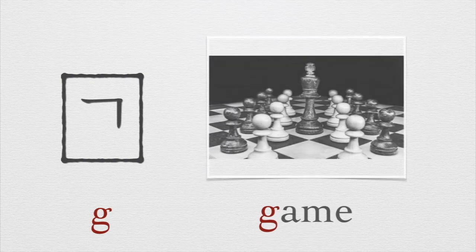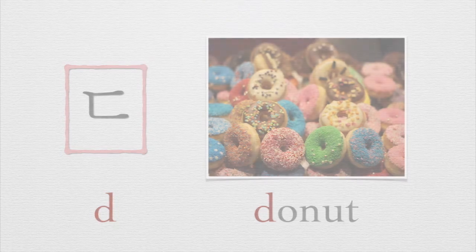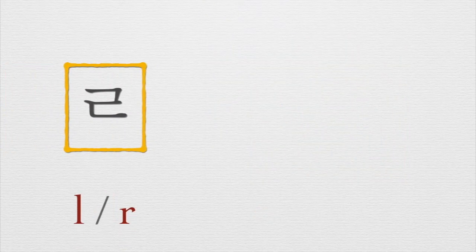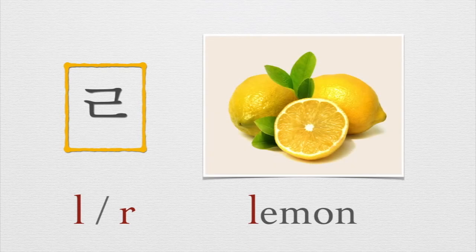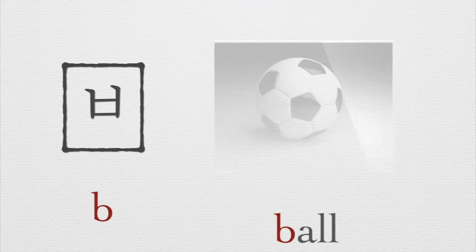기역 has the g sound as in the word game. 니은 has the n sound as in the word notebook. 디귿 has the d sound as in the word donut. 리을 has the l sound as in the word lemon. 미음 has the m sound as in the word moon. 비읍 has the b sound as in the word bowl. 시옷 has the s sound as in the word sky.